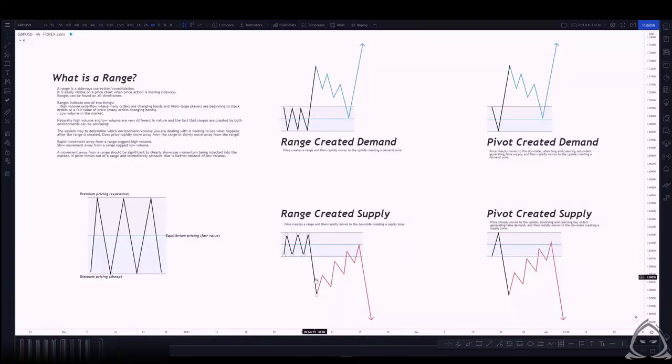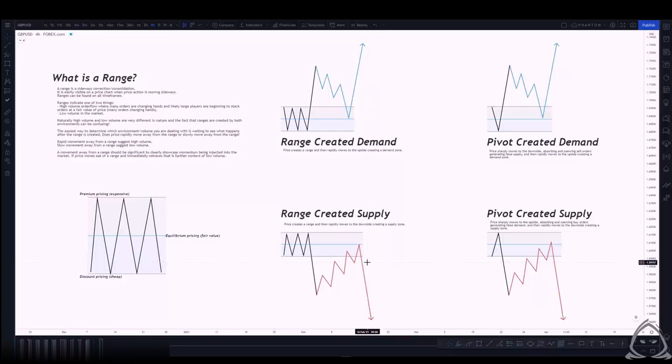We see price expand out of that range to the downside, and then we see price return back into that range and then continue. And that's what we're looking for. Again, we don't trade the initial reaction out of the range. We're simply waiting for price to return to that supply zone to look for entries.